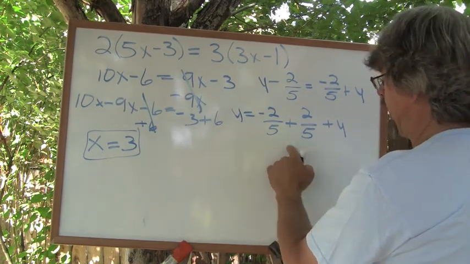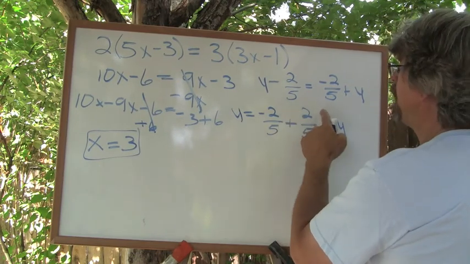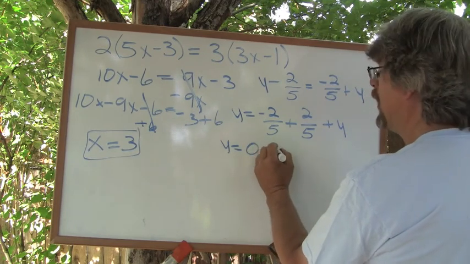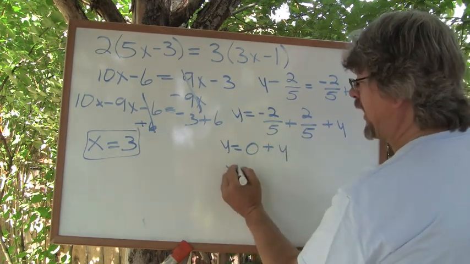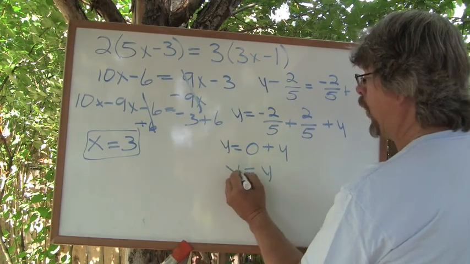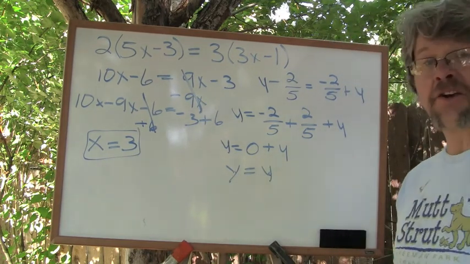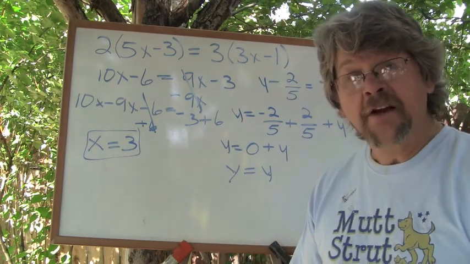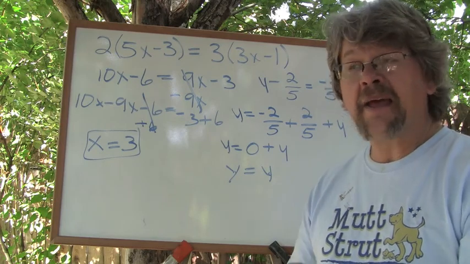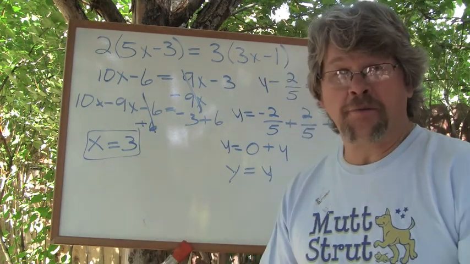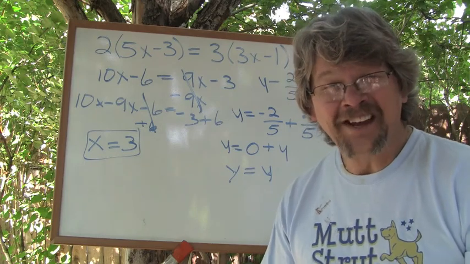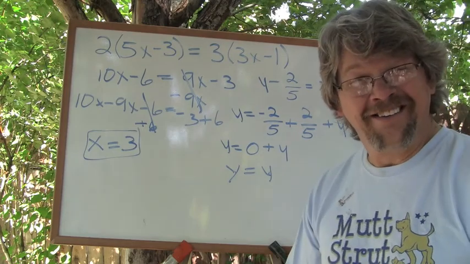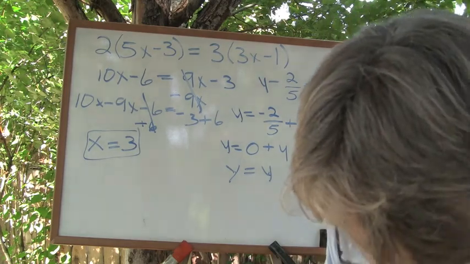Right? Y equals -2/5 plus 2/5. -2 plus 2 is 0, so that's going to be 0. Y equals 0 plus y. This says y equals y. And that is a true statement. But the thing about this particular equation is, this is telling us that every number is a solution. It's an infinite number of solutions because y equals y. Kind of interesting to know that, huh?